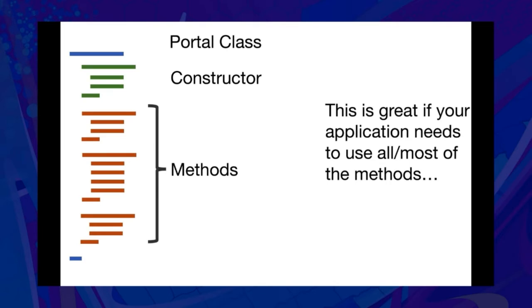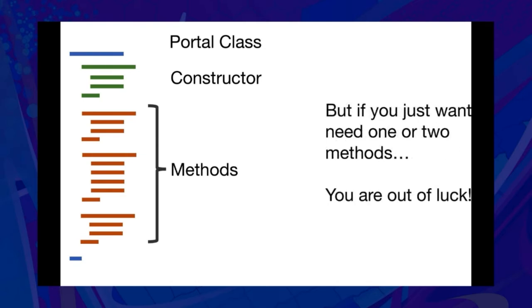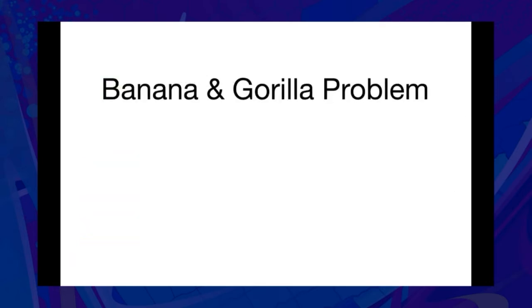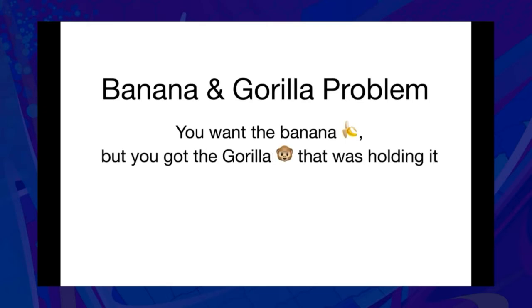But again, remember, we're trying to optimize this library for running on a mobile device and running over a 3G, 4G network. So if you are building a more focused application and you want just 1 or 2 of these methods, right, it becomes much more problematic to detangle those. And this has actually got a name. It's called the banana and gorilla problem. For the example, you want the banana. In this case, it's the search function, right? And you end up getting the gorilla that was holding the banana. So in this case, it would be the portal class.